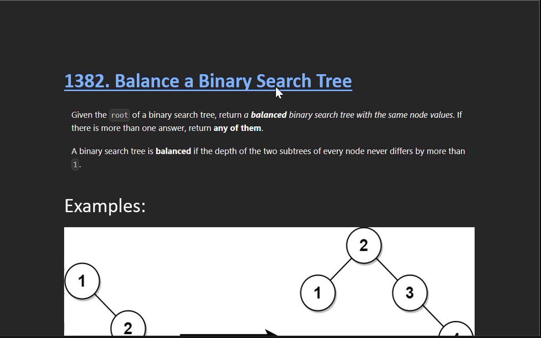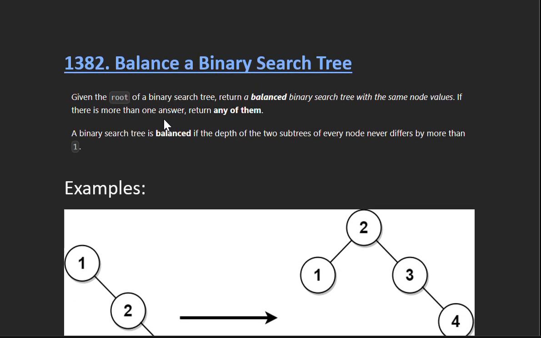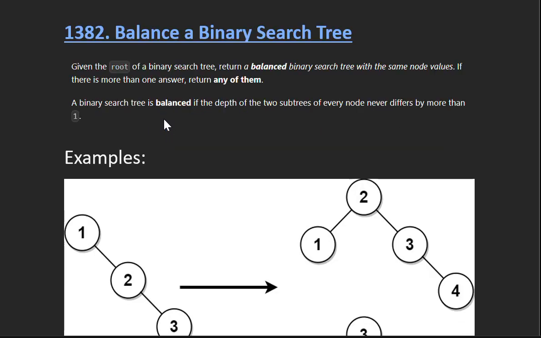Our today's LeetCode question is 1382. That is Balance a Binary Search Tree. In this question we are given a binary search tree and we have to make a balanced binary search tree from the given binary tree, right? And if there are multiple possible answers, then we can return any of those answers, right?